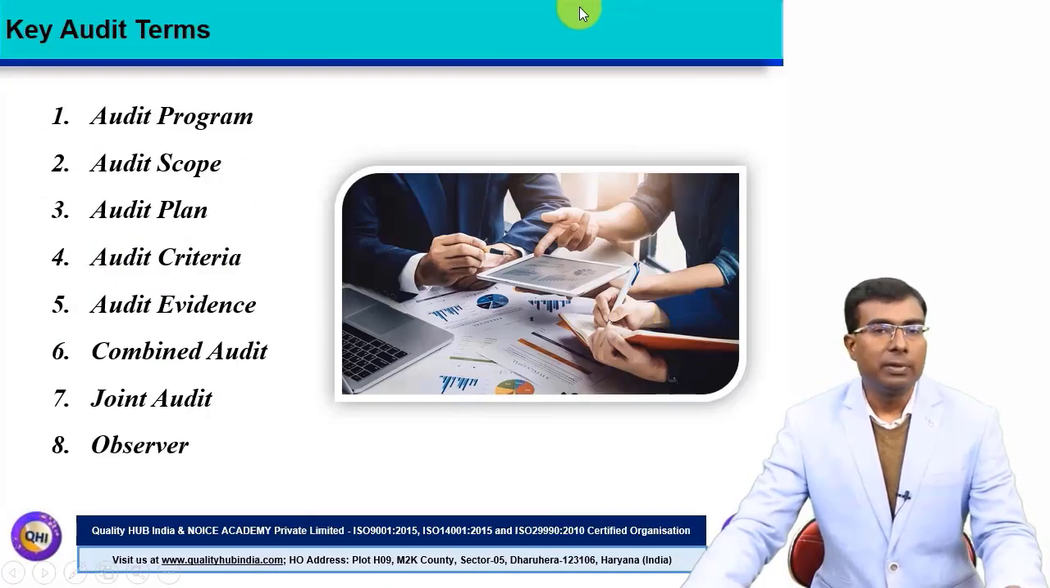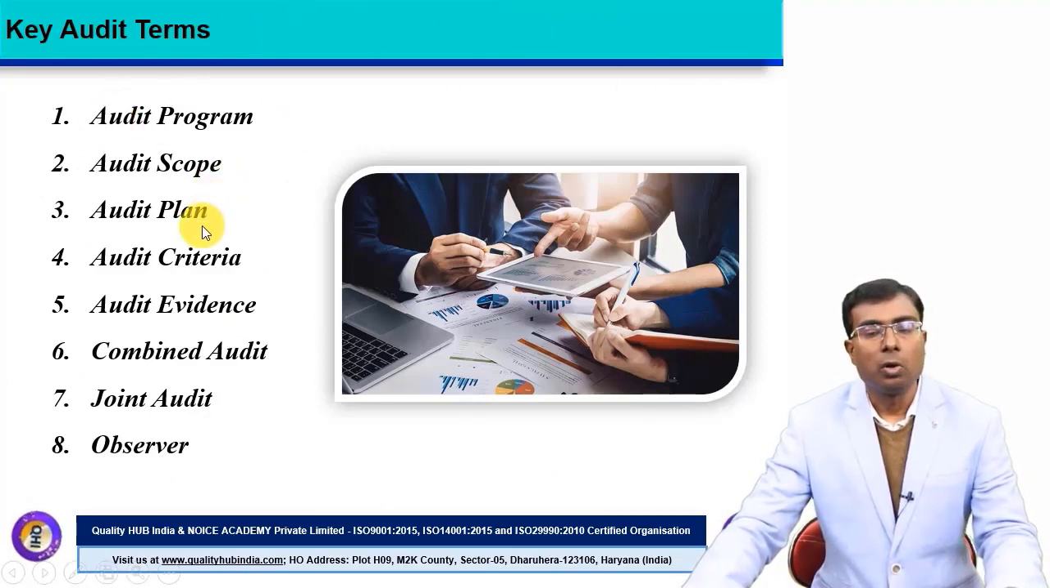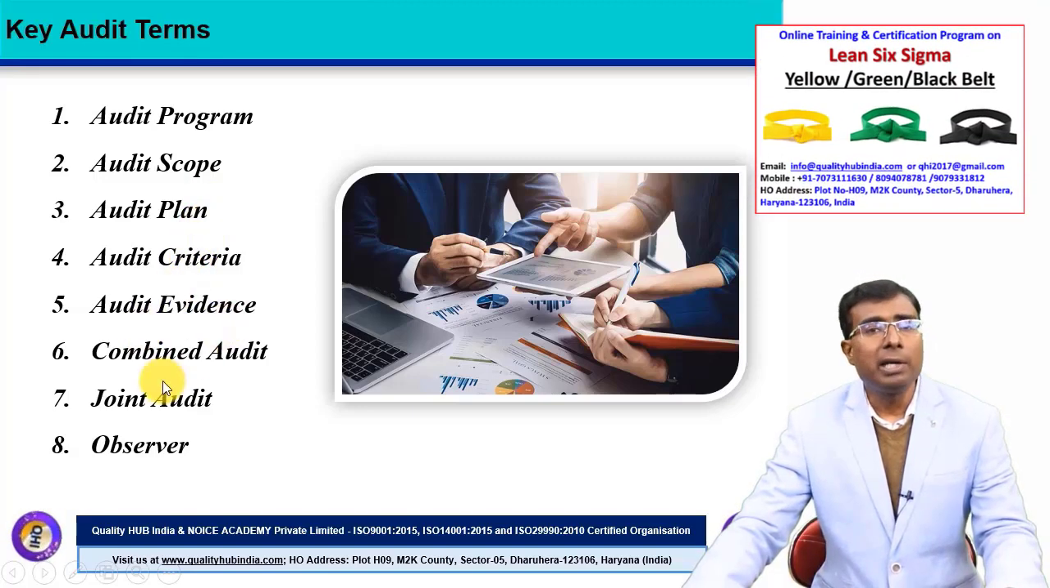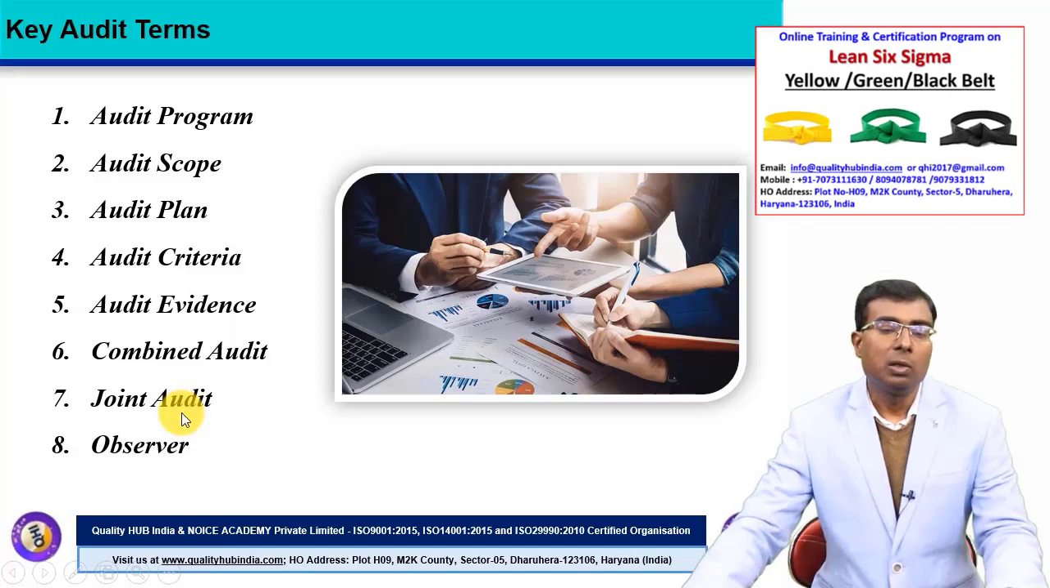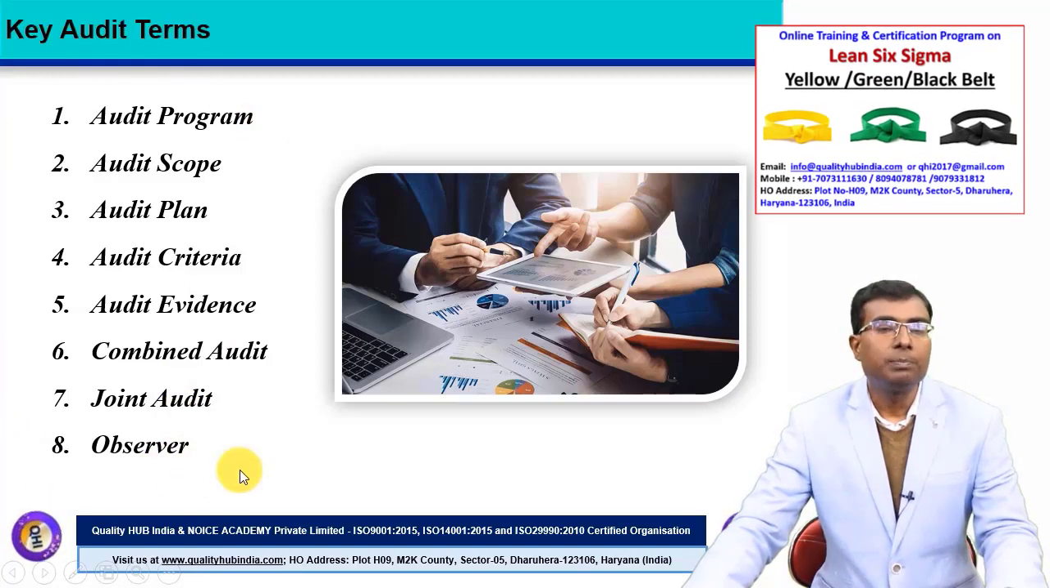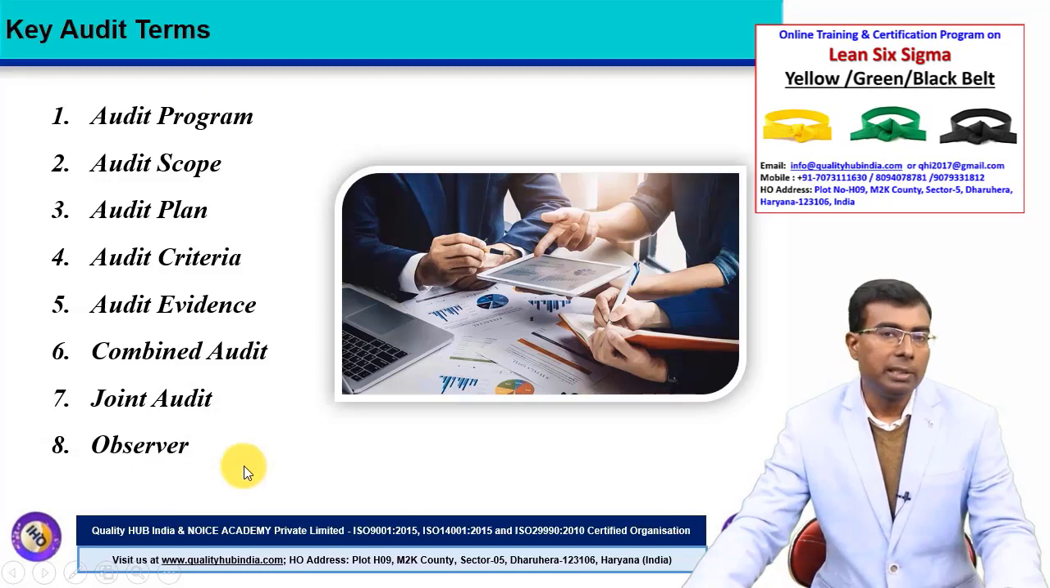Now let's start the program. So the key terms and the definitions we are going to learn in this program are audit program, audit scope, audit plan, audit criteria, audit evidence, combined audit, joint audit, and who is an observer. So these are the very common 8 terms and their definitions we are going to learn in this program.